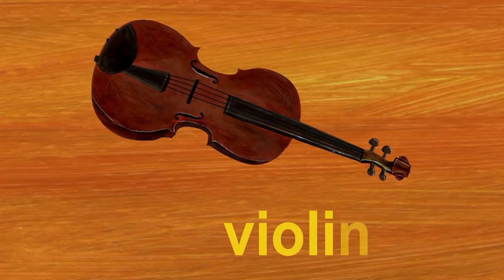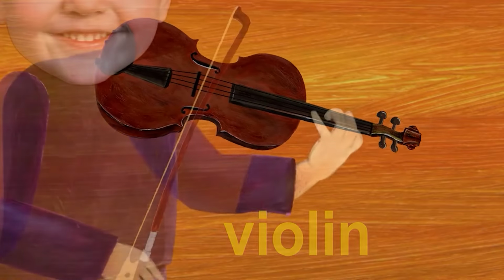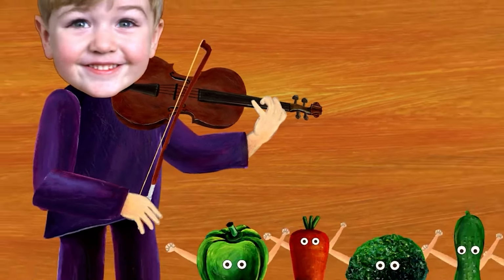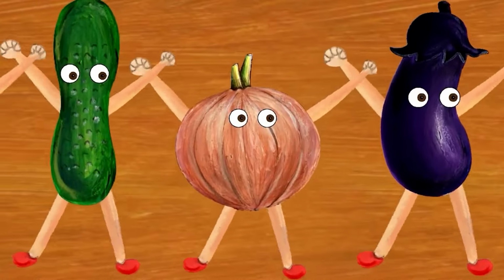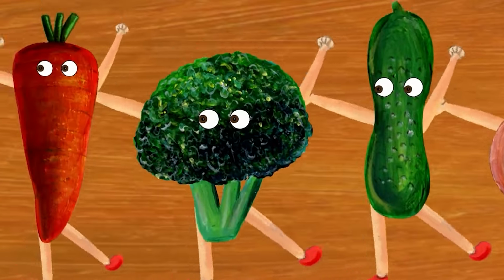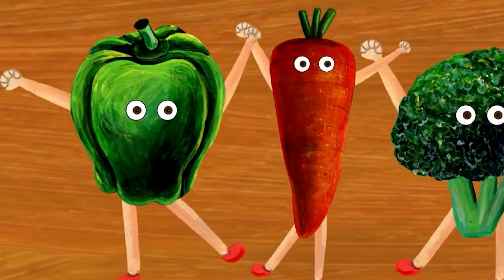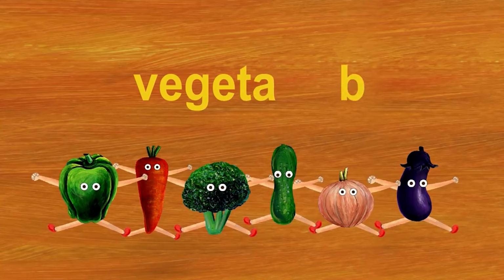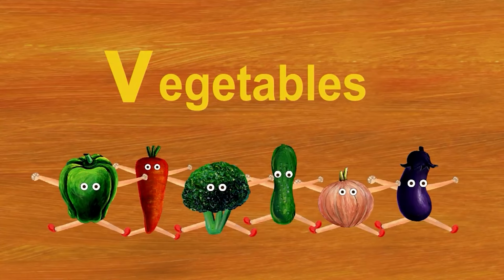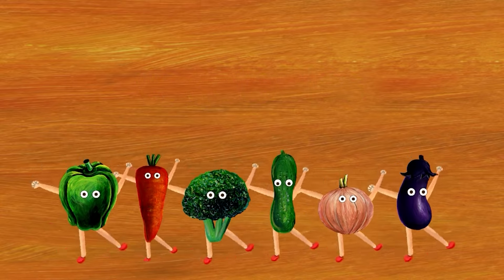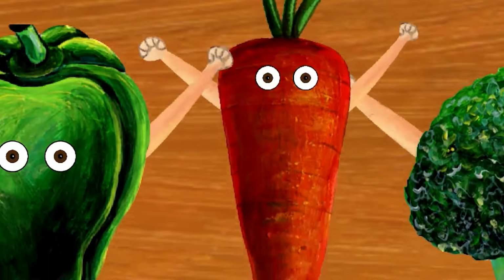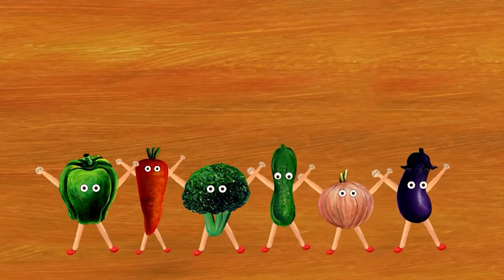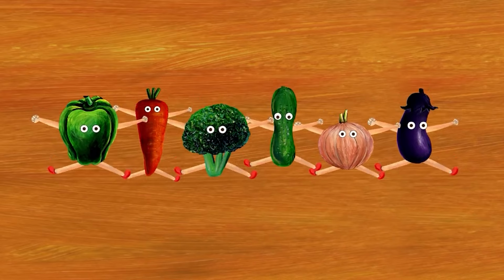V is for violin. Who's playing the violin? It's me! I am playing the violin. Wow, who are these dancers? They are vegetables. Vegetables starts with V. Wow, they're dancing again. Vegetables are great dancers.